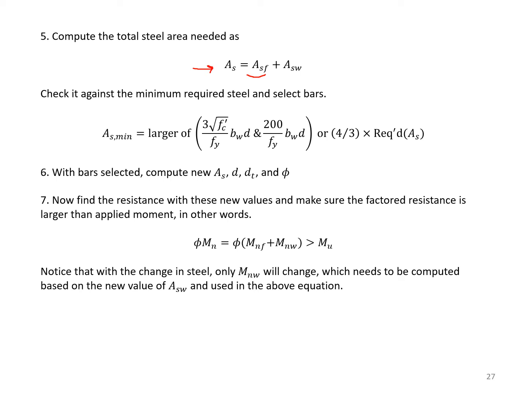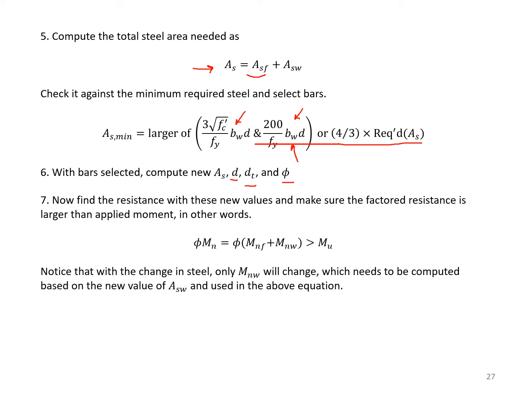Again, the minimum is the same. The equation is the same. It's larger than this value and this value, with BW used in both equations, or 4/3 of the required area of steel that you computed. So you now select bars, and by selecting bars, you have the entire section known. So you can compute d, dt, and phi. Go over the exercise as we said before, and compute the MNF and MNW.